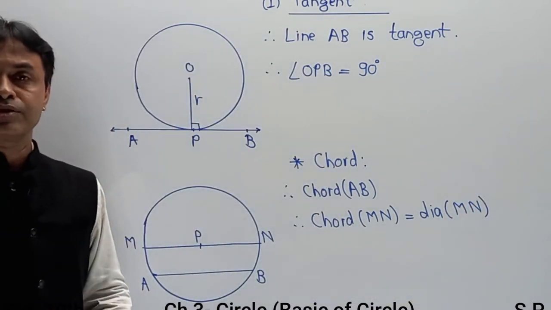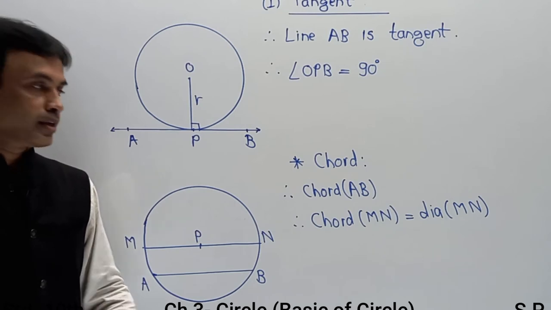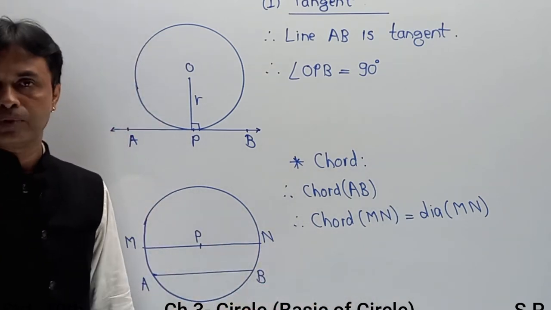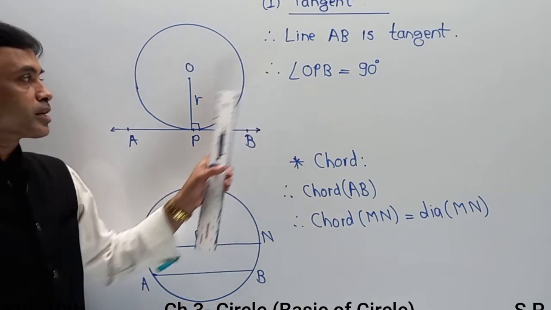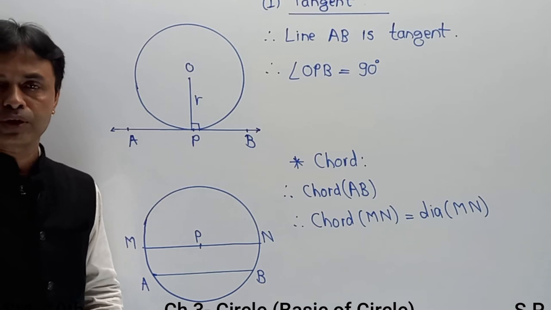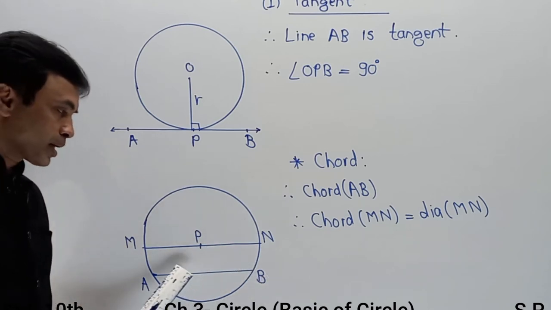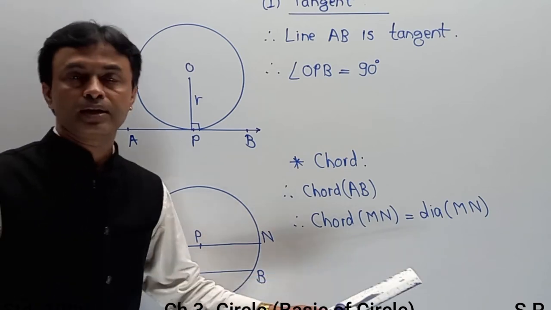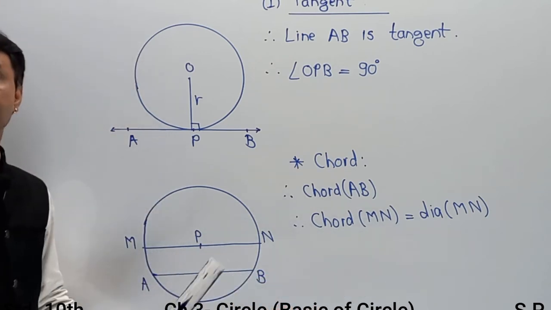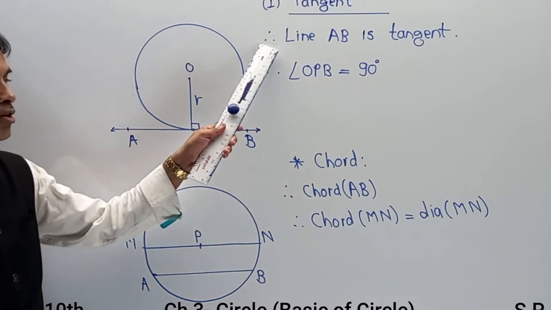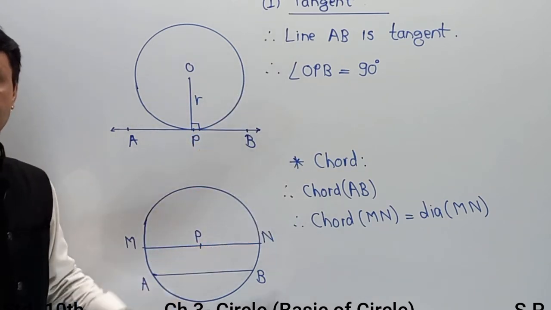Remember, for radius you can write the short form RAD, for diameter you can have DIA, but for chord you have to write the total name. For tangent also you have a short form, TGT. These short forms are used in your textbook also, so you can use them. But again, the diameter is the largest chord of that circle, and this is the basic of tangents and chords.